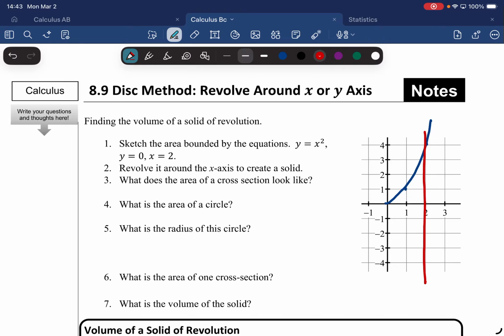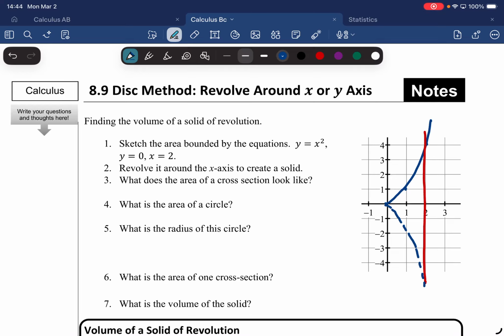Okay, so then it says revolve it around the x-axis to create a solid. So before we do that, we're going to take our equation, y equals x squared, and draw the mirror image of it on the other side of the x-axis. When I do the mirror image, I'm going to do a dotted line, as if we were to do a reflection over the x-axis. Now I have this cone-like shape. Imagine this in 3 dimensions.